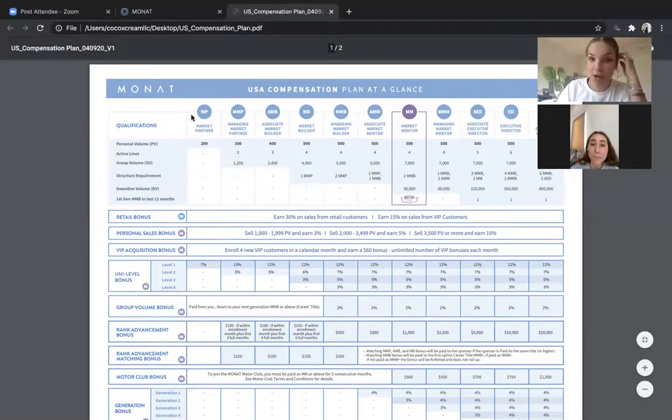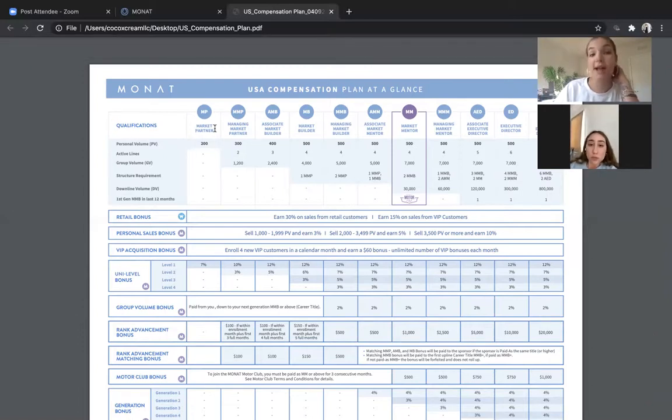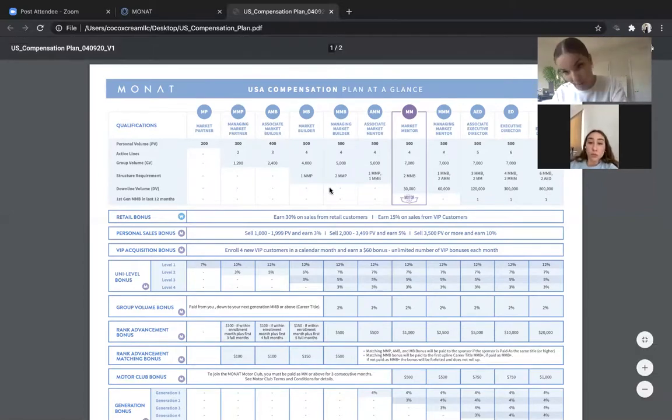So when you signed up for your product pack, you became a market partner. So you're active, you have 200 personal volume because you purchased it. Remember when we spoke about it the other day, your personal volume is anything you buy or sell. Because you purchased your product pack, it goes into your personal volume. So you're a market partner, a business partner with us.